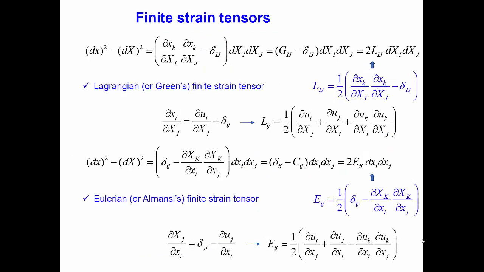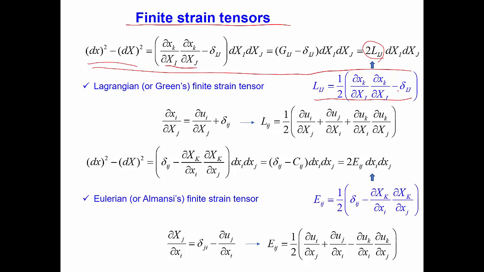In this slide, we will define finite strain tensors. Using the deformation gradient and Green's deformation tensor, we can develop this equation for the difference in scale length of differential line segment defined in material and spatial coordinate systems. And now we can define the Lagrangian finite strain tensor by this equation.